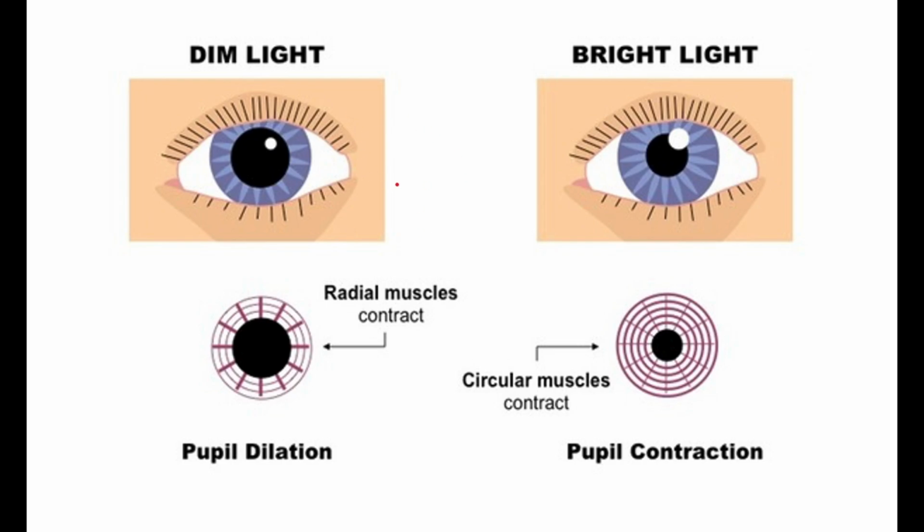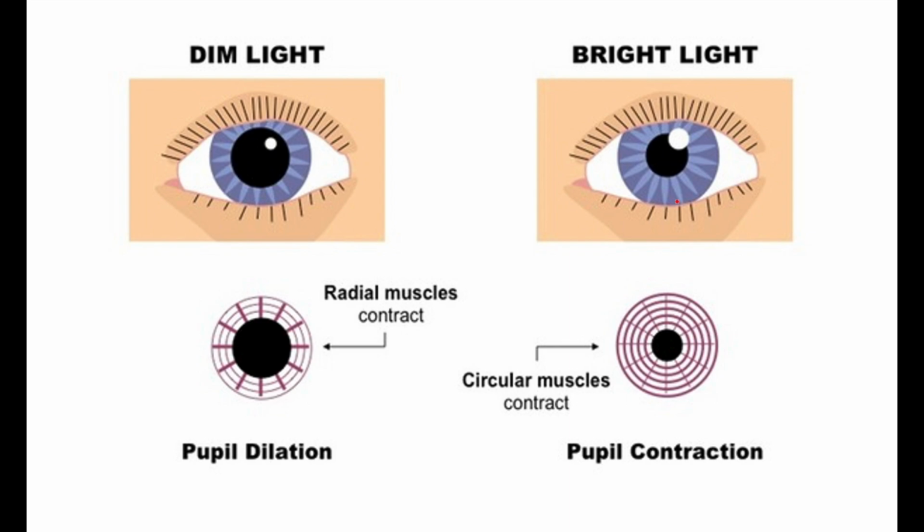Look here at this figure. See the reflex of the pupil for the light. In the dim light, you can notice that the pupil becomes bigger, wider, and in the bright light becomes narrower, smaller. What is happening? In a bright light, the pupil reflex causes the pupil to constrict, as we can see here, to reduce the amount of light entering the eye.